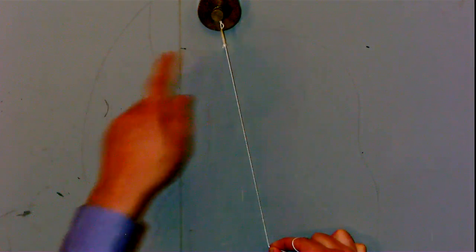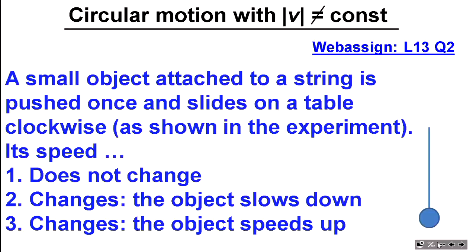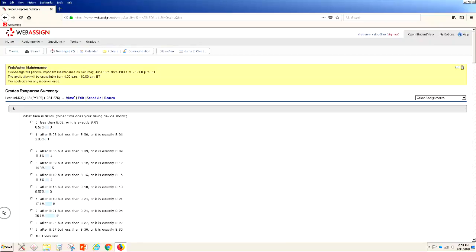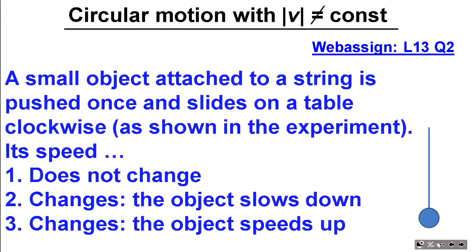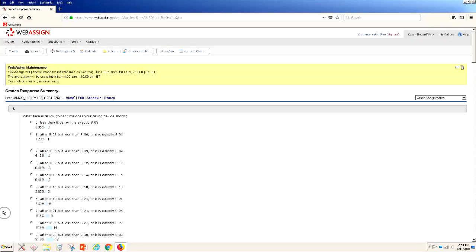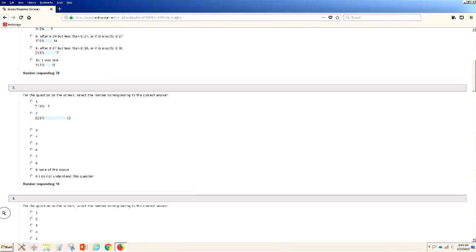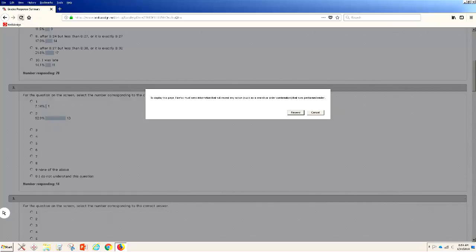It doesn't even make the whole circle, but still the motion is circular. You know, that's the center of the circle because I hold it here. I gave it a push. It stops. So the question is, the speed of this object. I have a certain expectation about the answers to this question. And my expectation was almost correct. Let's try one more time.